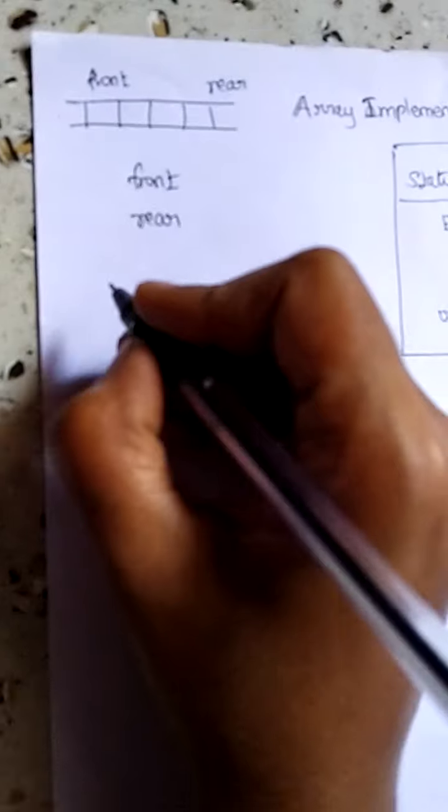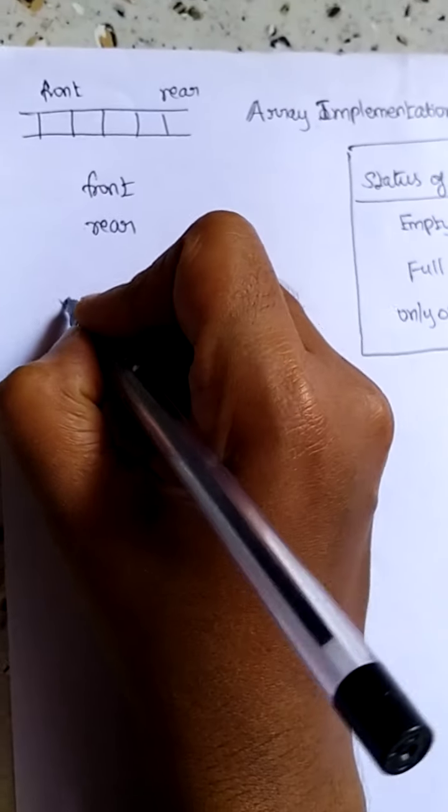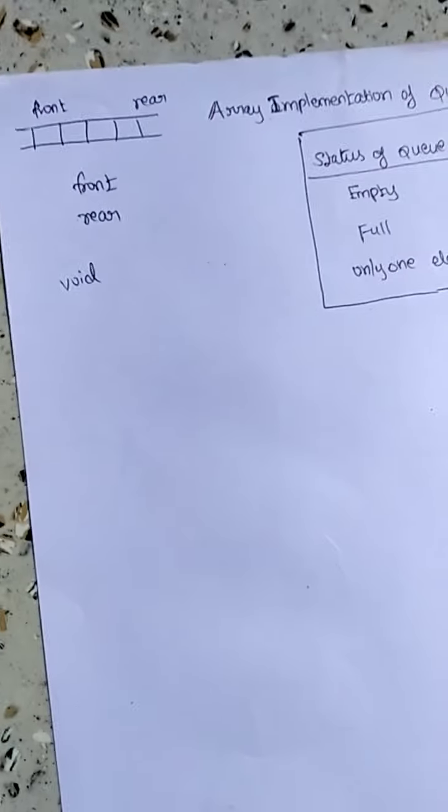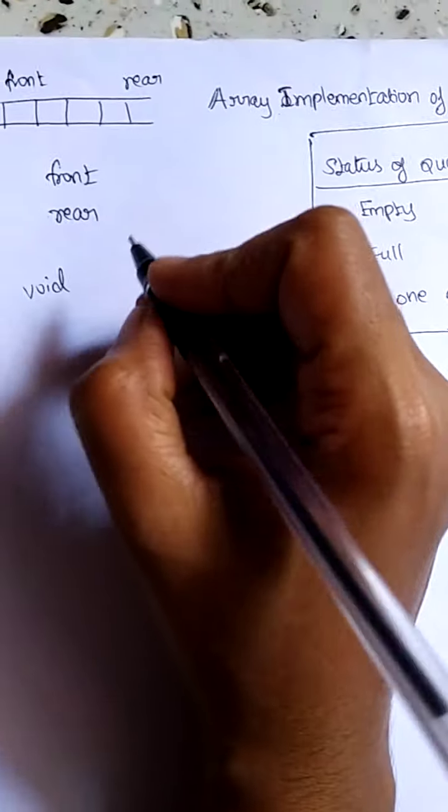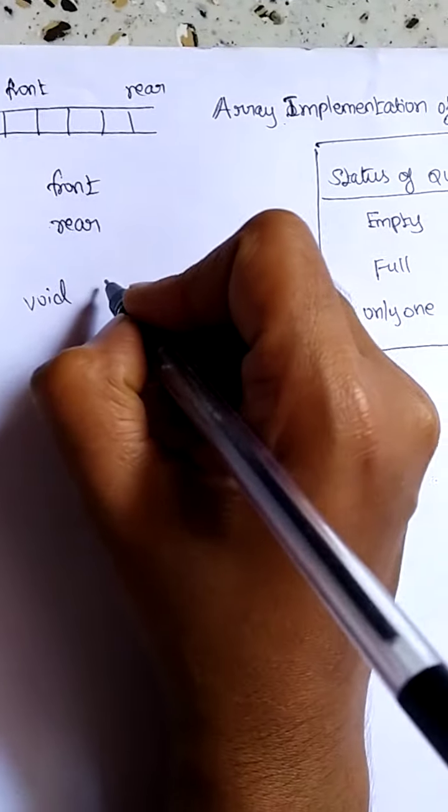Now, void main. So now we are going to create it using the array. So void main.